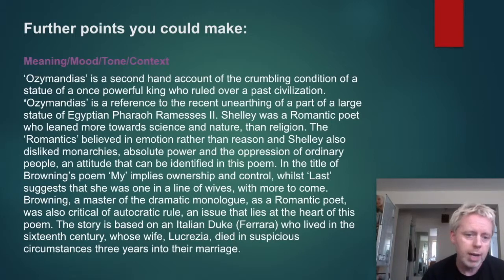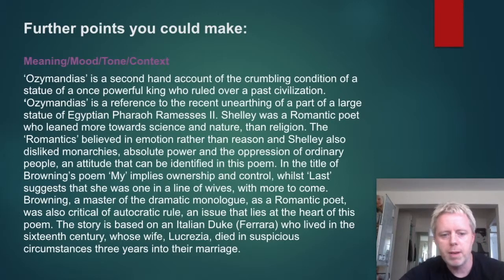Shelley was a romantic poet who leaned more towards science and nature than religion. The Romantics believed in emotion rather than reason, and Shelley also disliked monarchies, absolute power, and any oppression of ordinary people, an attitude that can be identified in this poem. In the title of Browning's poem, 'my', a possessive pronoun, implies ownership and control. So don't ignore the titles in your poems. They're valid things to analyse and incorporate into your answer. So 'my' is a personal pronoun, kind of implies ownership and control, whilst 'last' in the title suggests that she was one in a line of wives, with more to come perhaps, and maybe meeting the same fate that she did.